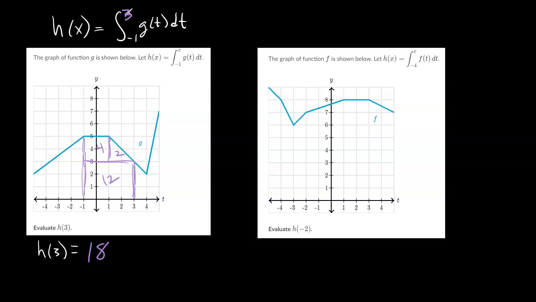All right, second one, it is virtually identical. I mean, there's nothing different on these at all. Once you understand what the accumulation function notation is, they're all the exact same. So h of -2 would mean, and I'll write it bigger if you can't see it. On this second one, h of x is the integral from -4 to x of f of t dt.